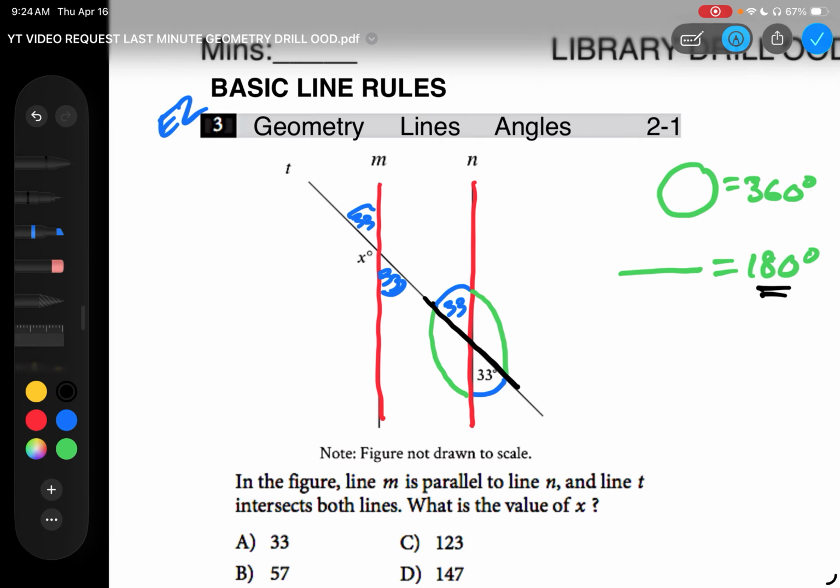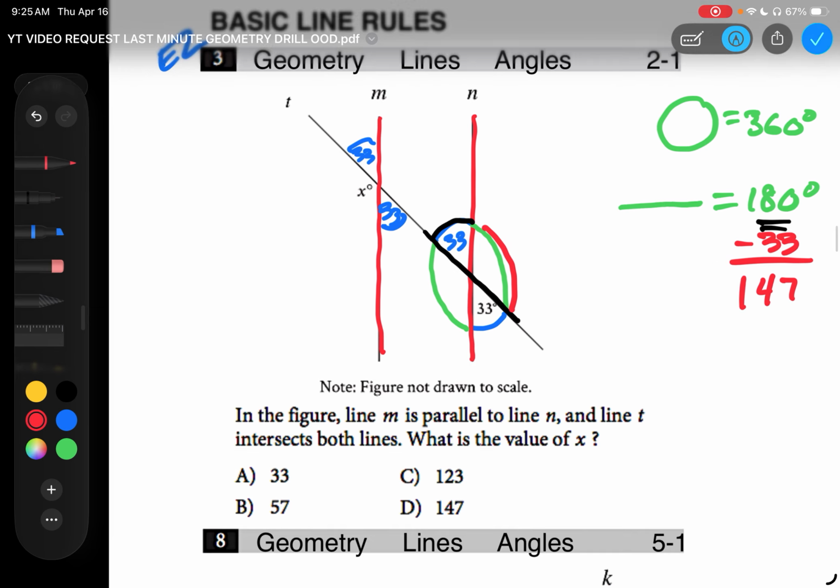So if I do have this 33 degrees here, the rest of this is going to be the difference of 180 minus 33, which gives us 147. All right, let's go into the question. See, all I did was check out the image and use what I already know. It's basic information of geometry, and that's basically what they're going to test. Easy question. M is parallel to N. Yes, so everything will work.